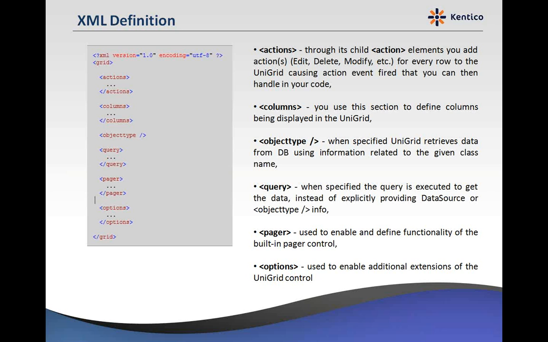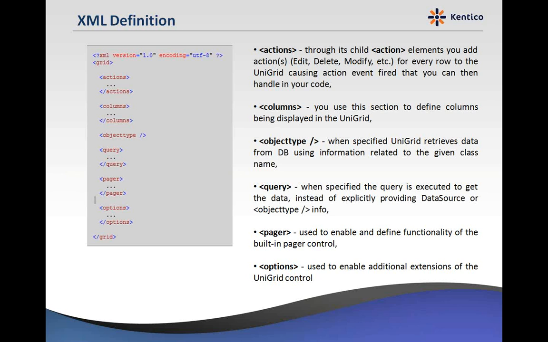If this object type element is not used, a data source must be retrieved by means of the query element, or you need to assign it through the data source property. Otherwise, the UniGrid won't display the data. And if you go for data source or query element instead of object type, you need to populate this information before the reload data method of the UniGrid is called.